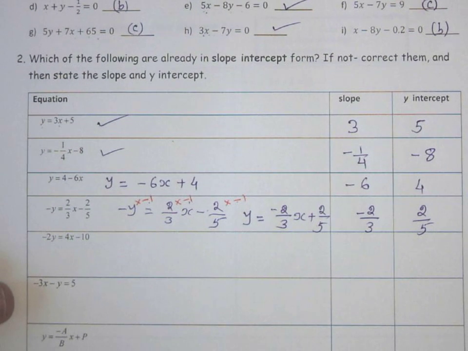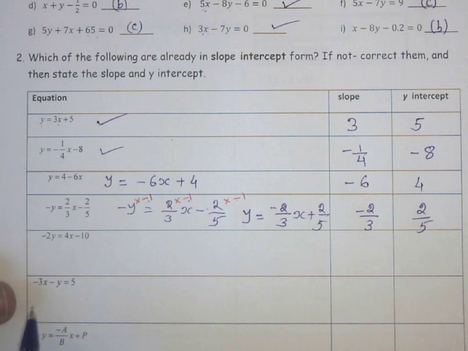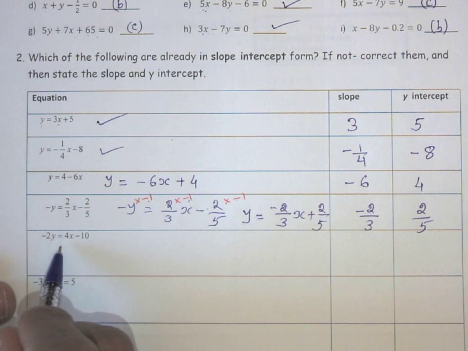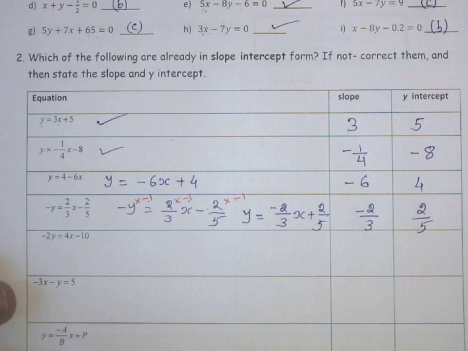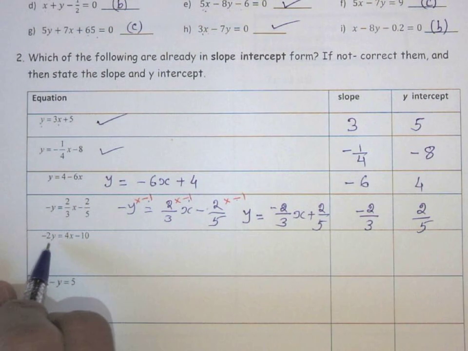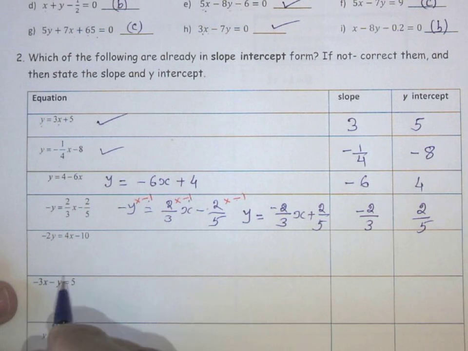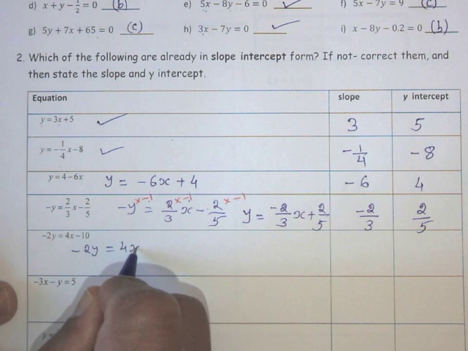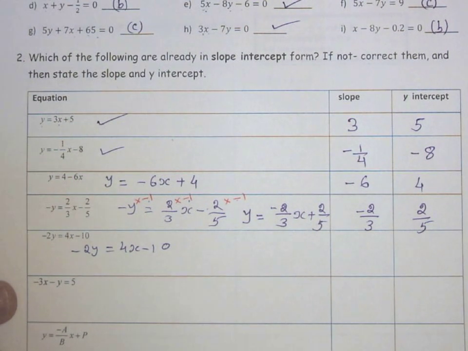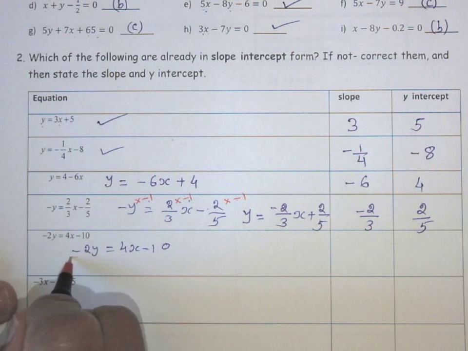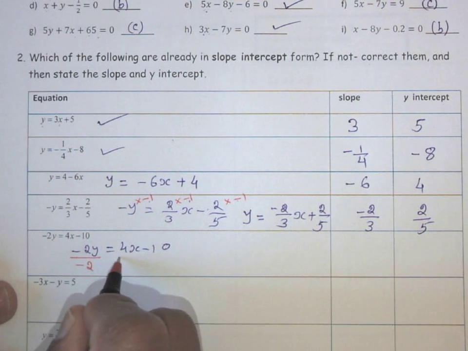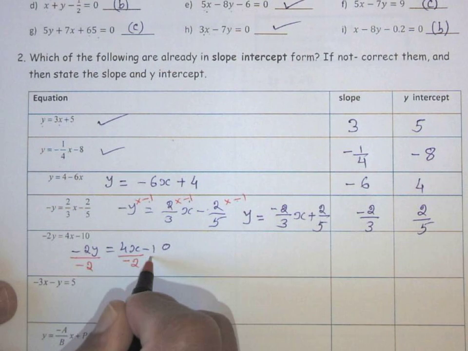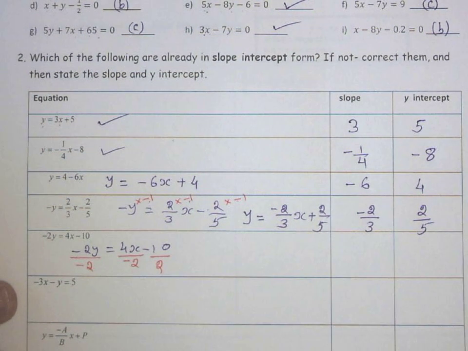Okay, the next question here, we have negative 2y equal to 4x minus 10. As you see here, the y is not alone there. There is a negative 2. So let's write that. That becomes negative 2y equal to 4x minus 10. So the question is, how do we isolate y? How do we get rid of this negative 2? So we should divide with negative 2 throughout, every term, and then you simplify it and make y all alone.